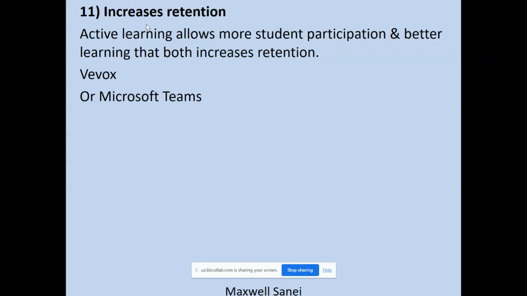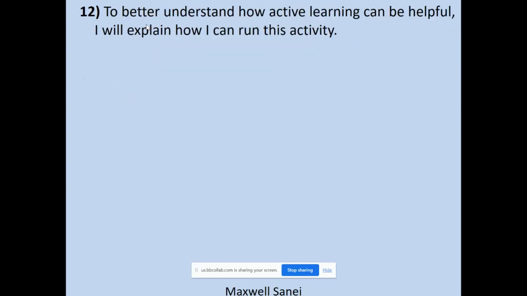It also increases retention. Active learning allows more student participation and better learning, and both increase retention. Students who learn better perform better, they stay more in the program, and they are not getting distracted.